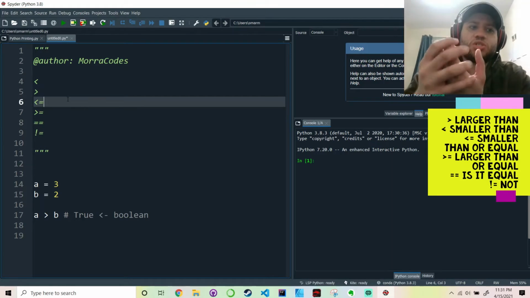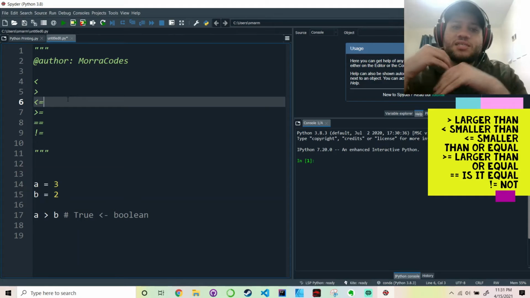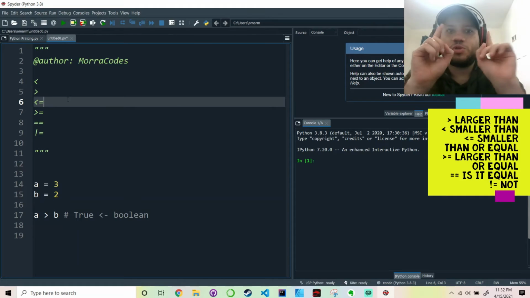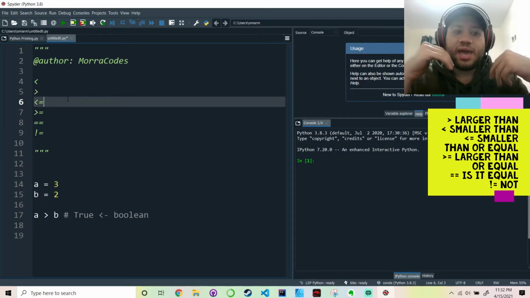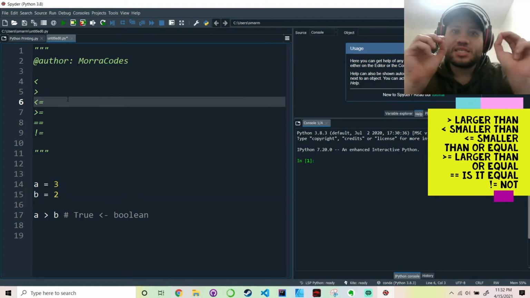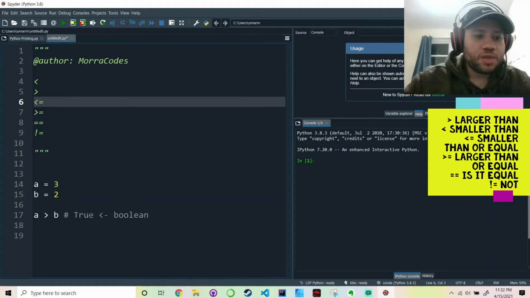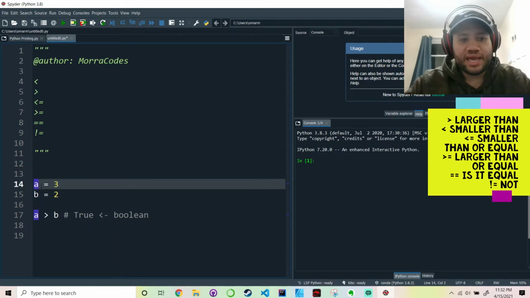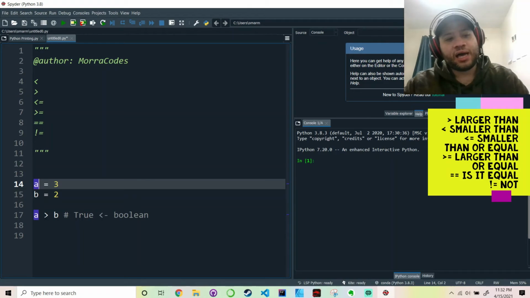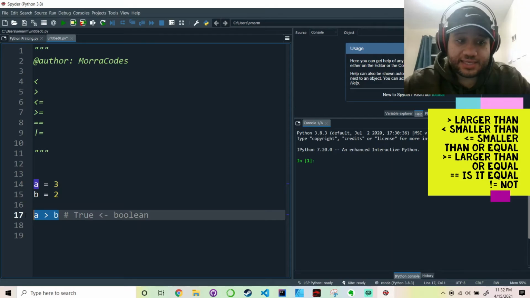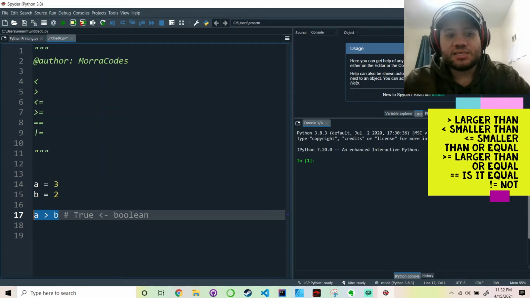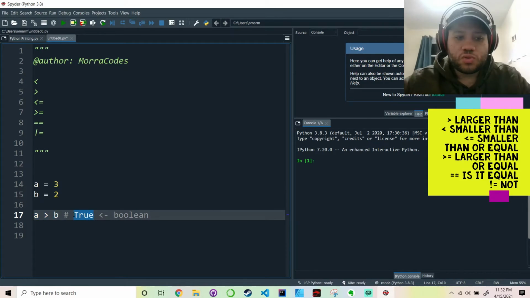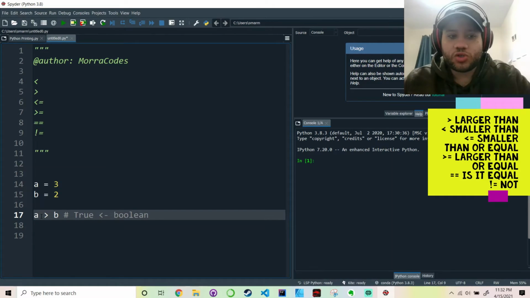And the idea of a relational operator is it's a way to assume a relationship between two or more variables and then ask the question, is this relationship true? For example, if we have the variables a and b, a is equal to 3 and b is equal to 2, I'm going to assume that a is larger than b. And in fact, it is. So the result of that is a Boolean value of type true. Basically, it means that a is in fact logically larger than b.